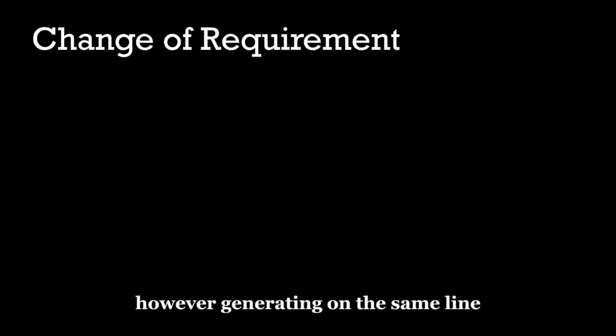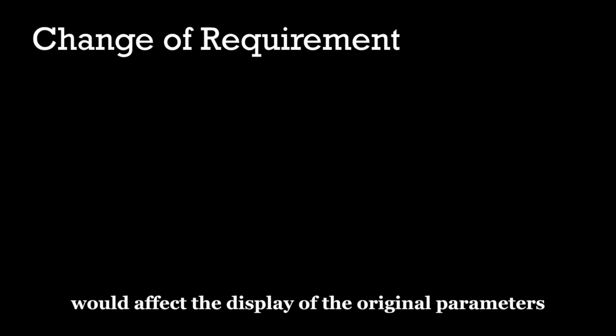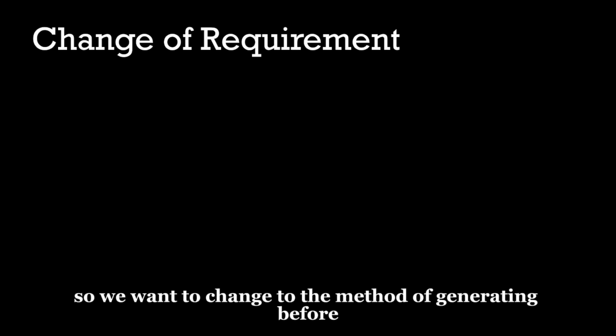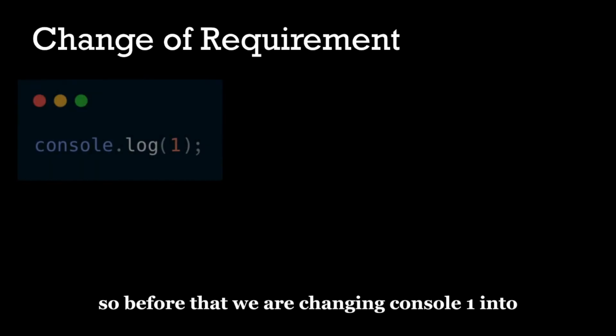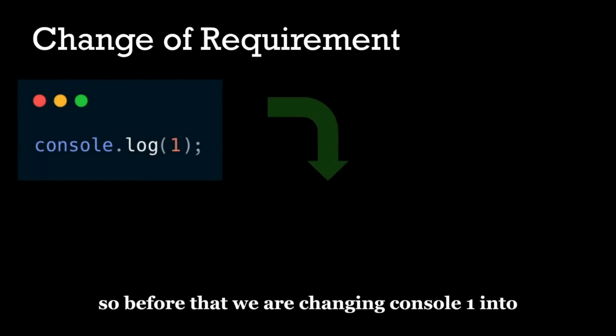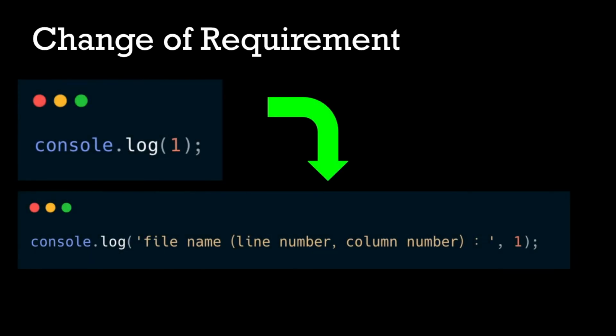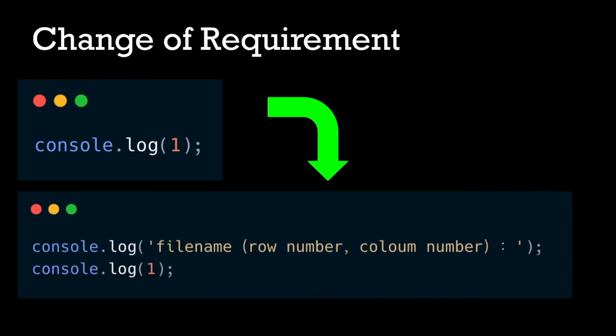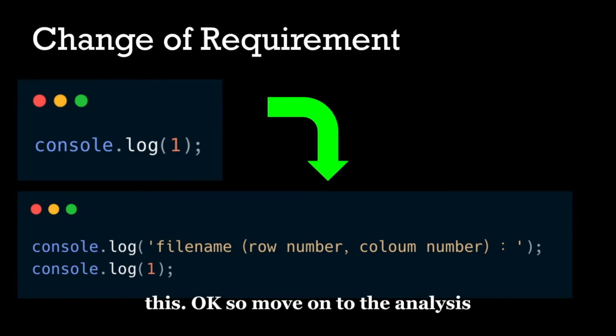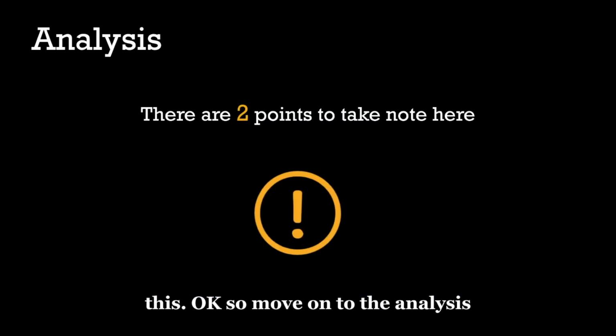However, generating on the same line would affect the display of the original parameters. So we want to change to the method of generating before the console.something node. So before that, we were changing console.log(1) into this, and now we are changing the requirement to this. Okay, so let's move on to the analysis.